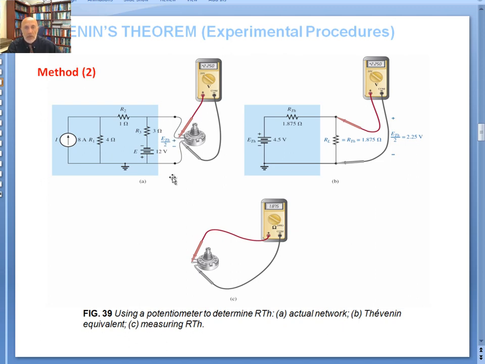So you make two measurements, V open circuited, and then put a potentiometer that is adjusted until you get half of the V open circuited. And once you get that voltage, just take it out of the circuit and measure the resistance, whatever the potentiometer is reading between those two terminals that you had in the circuit. That gives you your R Thevenin.